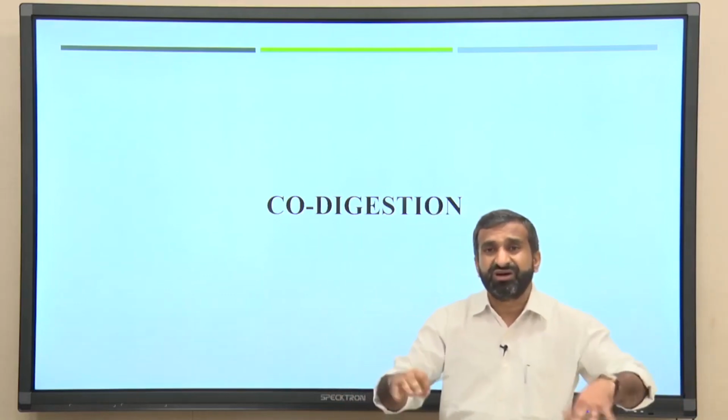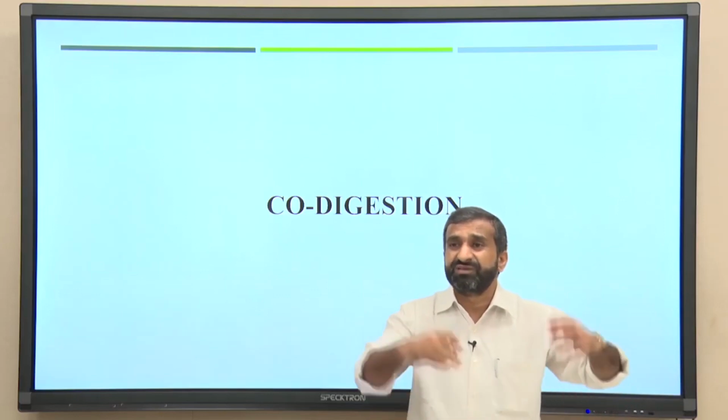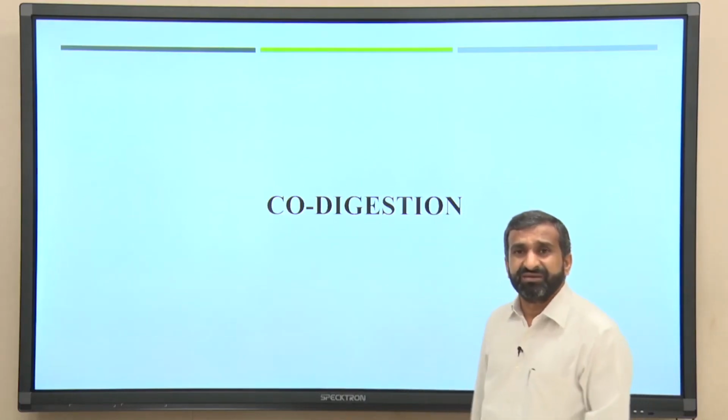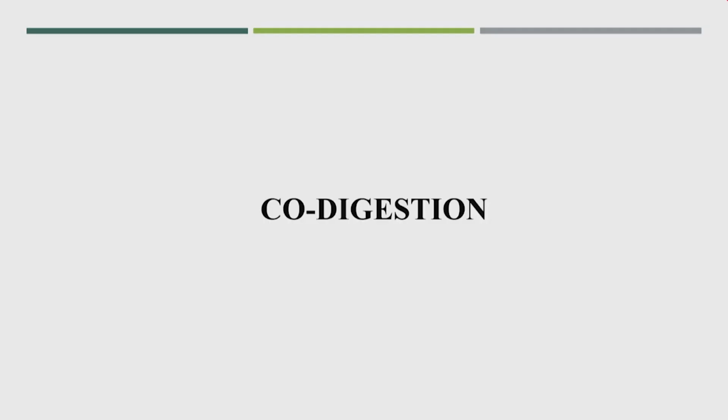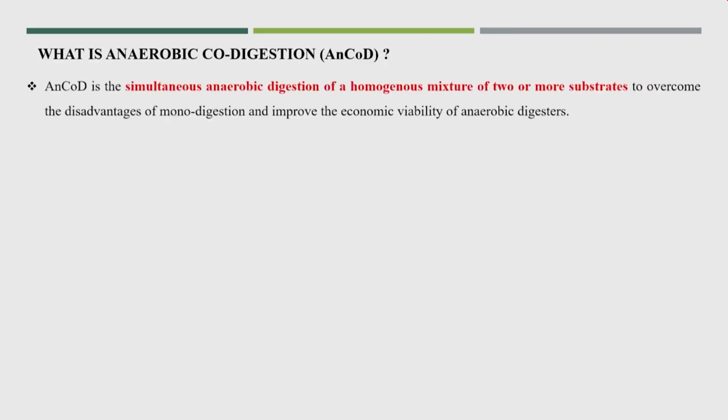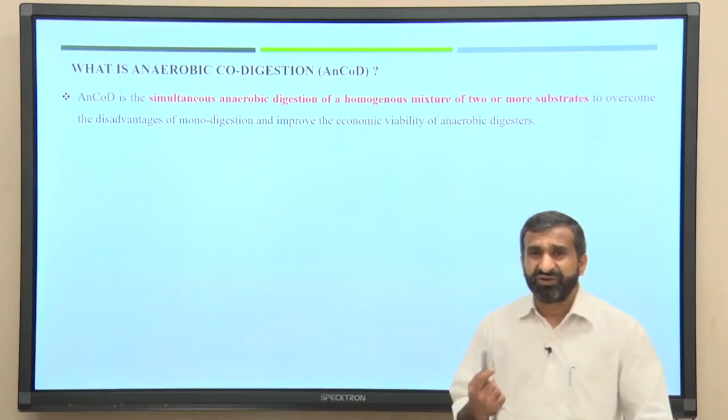That is easy to work with in the field, and even a large quantity of waste can be handled by the mechanical pretreatment process. Now, for the co-digestion process, what is anaerobic co-digestion? Anaerobic co-digestion is the simultaneous anaerobic digestion of a homogeneous mixture of 2 or more substrates to overcome the disadvantages of monodigestion and improve the economic viability of the anaerobic digester. So, this is another idea about the hydrolysis process.